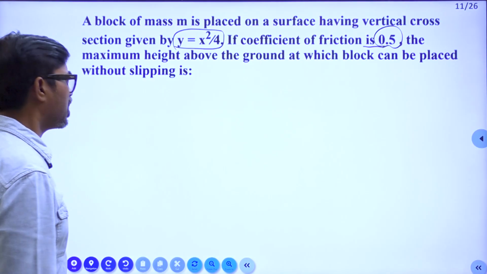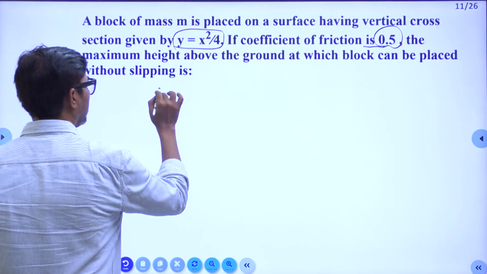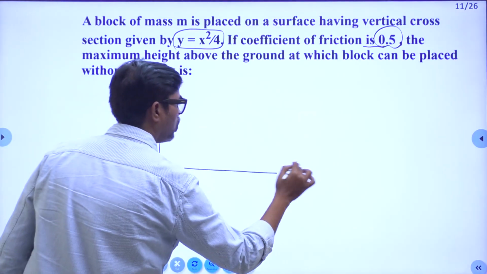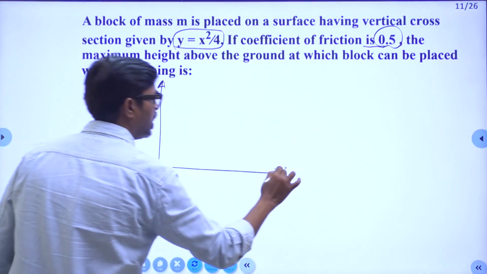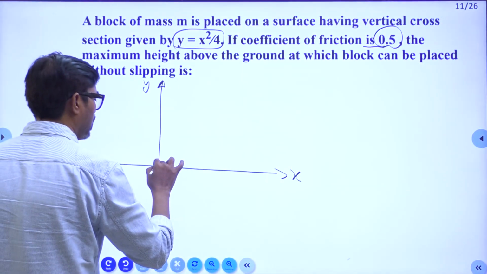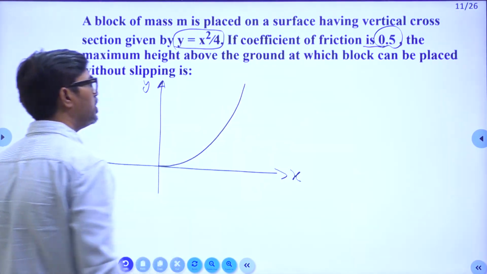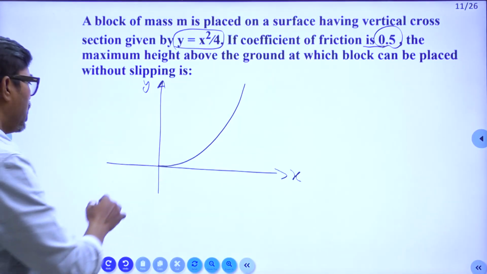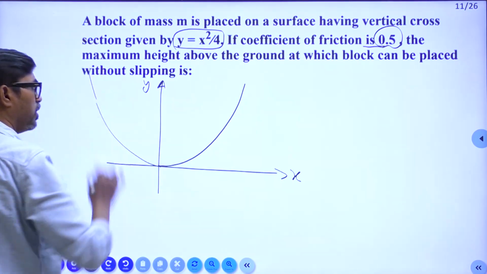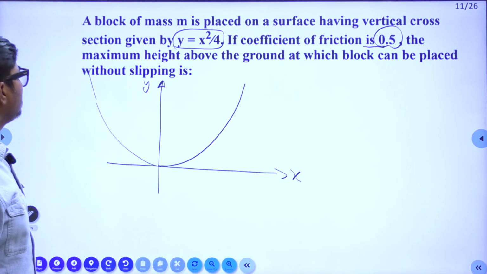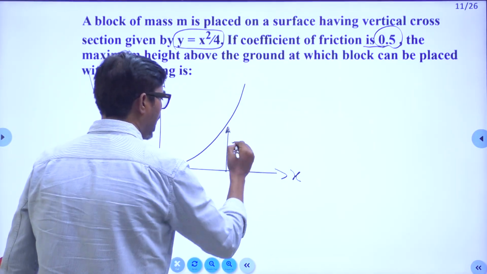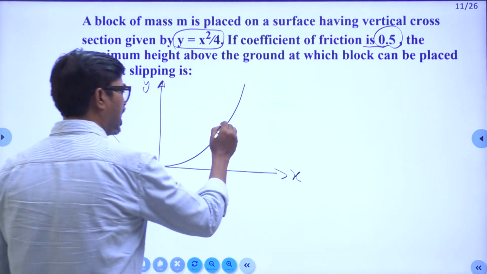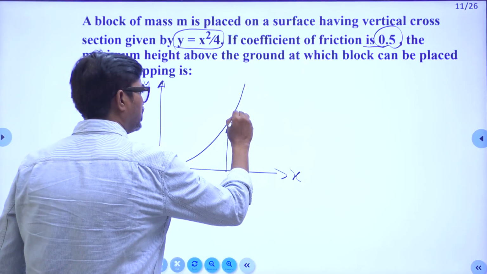First, let us draw this diagram. It's a parabola, right? Quadratic expression you have. X square coefficient is positive, meaning it is concave up. So the y versus x graph is going to be like this, right? Symmetric about this, you will have this side also, a parabola. So let us consider any point. Let's say I'm going for a certain height. Height is y here. At that point, I'll just draw a tangent.